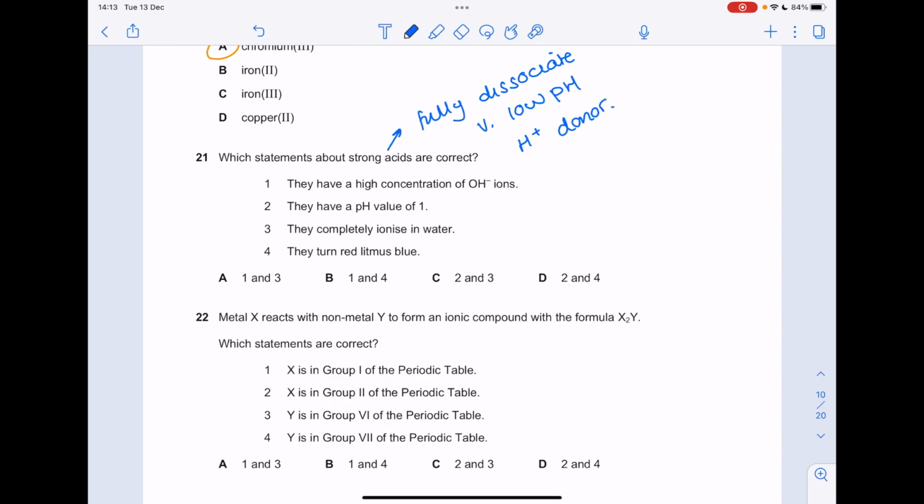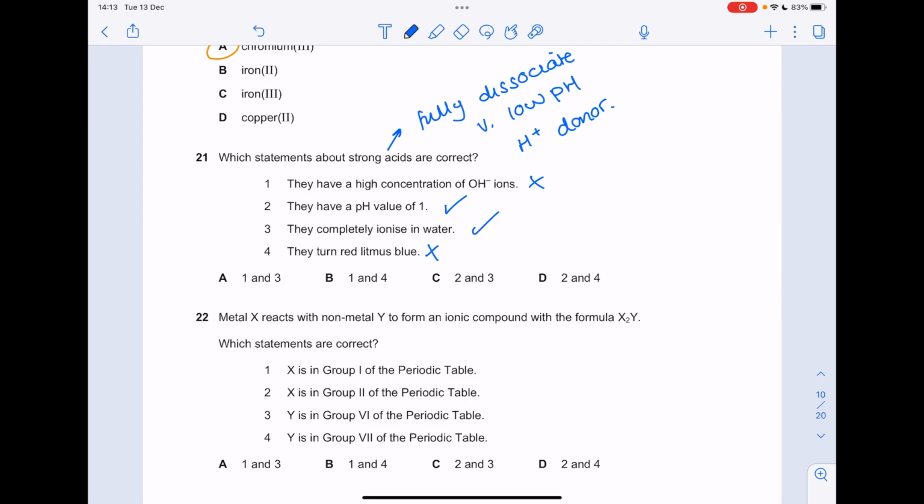So number 1, they have a high concentration of hydroxide ions. False. That's an alkali or a base. They have a pH value of 1. Yep, true. They completely ionize in water. Ionization and dissociation are the same thing, so that's true. They turn red litmus paper blue. No. Again, that's what a base does.